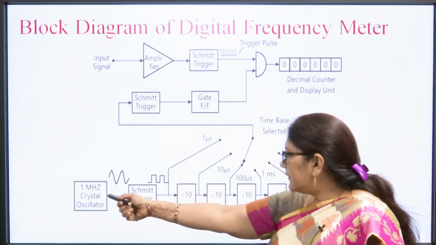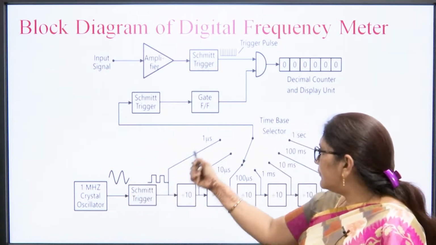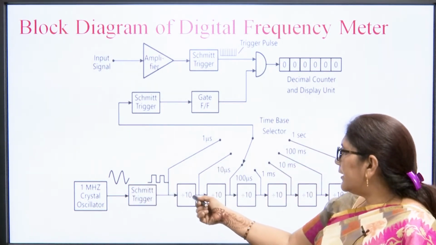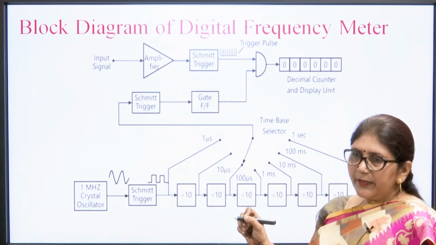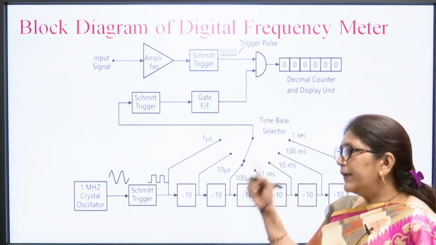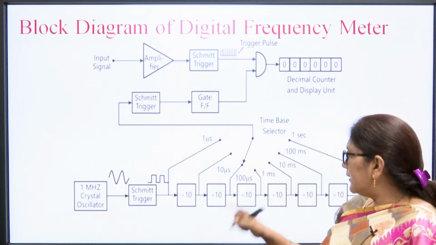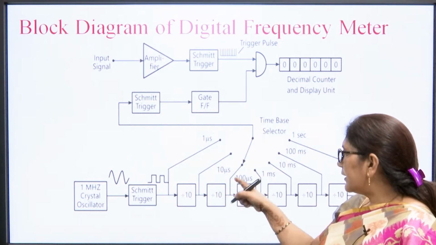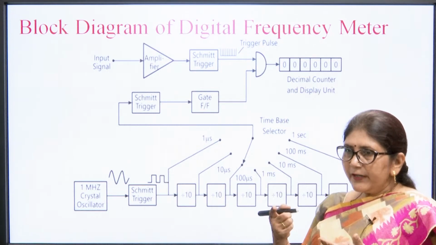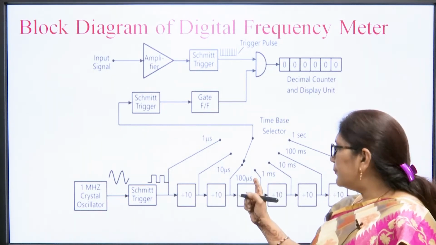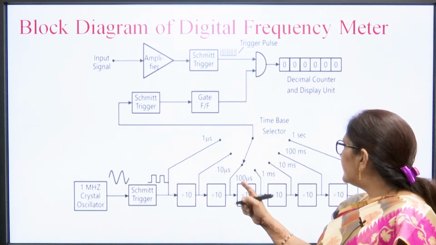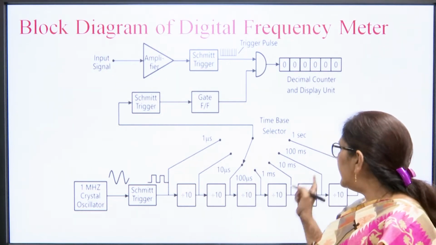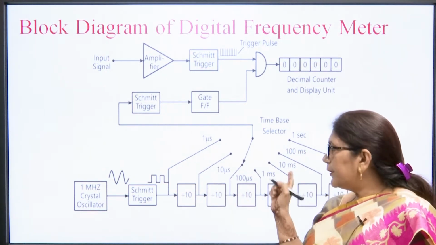First the 1 megahertz signal, so 1 microsecond. Then again divided by 10 means the frequency is divided by 10. So, the time is multiplied by 10 because f is equal to 1 by t. So, there are 10 microseconds. Similarly, if we divide the frequency by 10 again, then this time period is increased by 10 times. So, there are so many ranges of the time period.